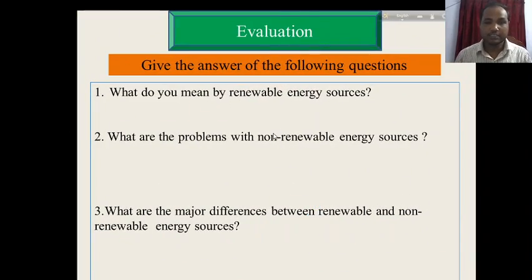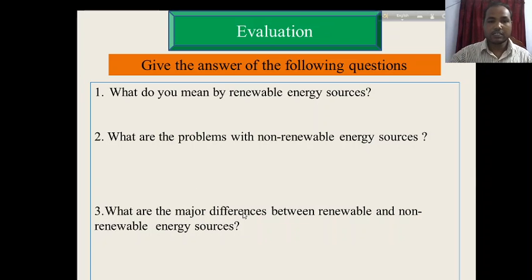Evaluation, dear students. It's also a kind of test for you, especially after reading the text, you will be able to give the answer of these questions. There are three questions. Number one, what do you mean by renewable energy sources? I hope you have understood what renewable energy sources are. Number two, what are the problems with non-renewable energy sources? What kinds of problems will we face if we heavily depend on non-renewable energy sources? You have to write it.